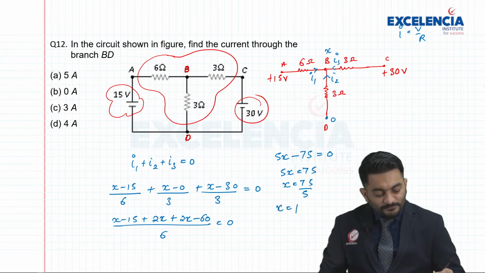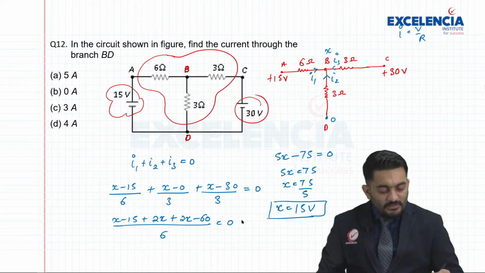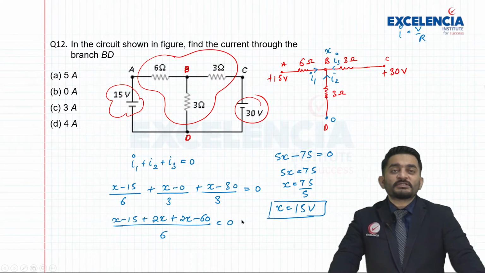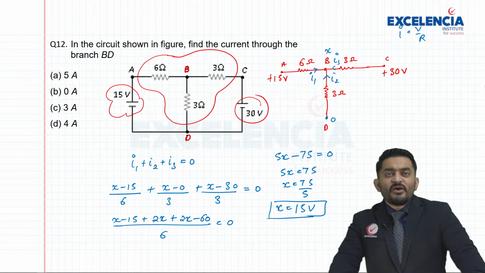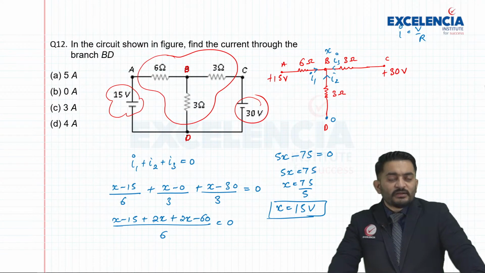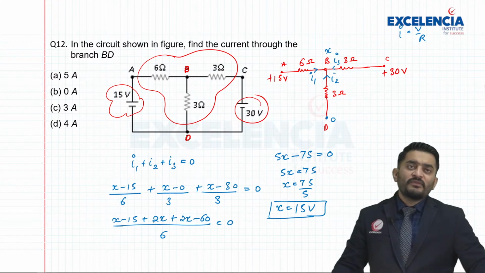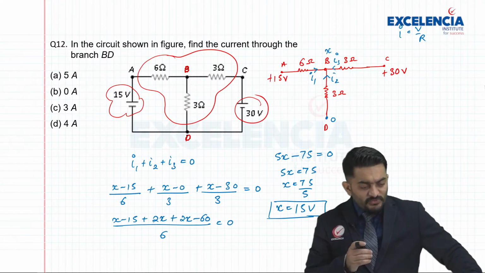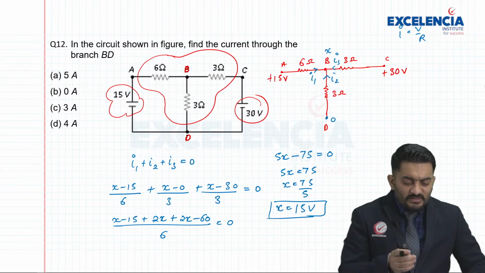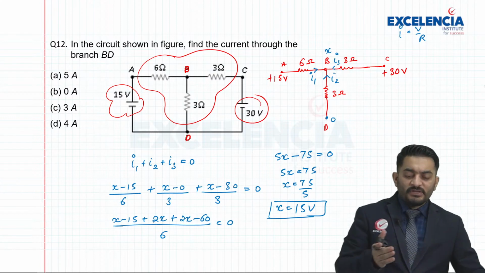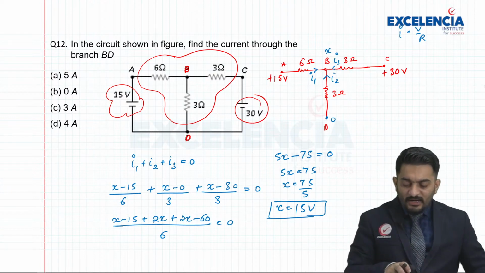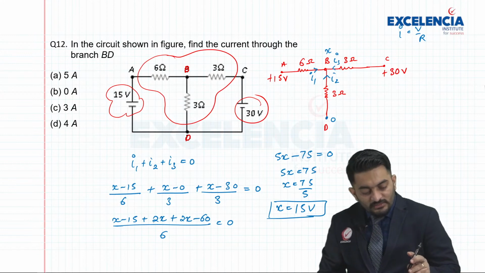So 15 volt is the potential which is present at point x. The moment you get the potential, it doesn't matter whether you have to give the value of I1, I2, I3, because all the values can be given by you, because now you know where the potential is high and where the potential is low. The question says calculate the current through BD.